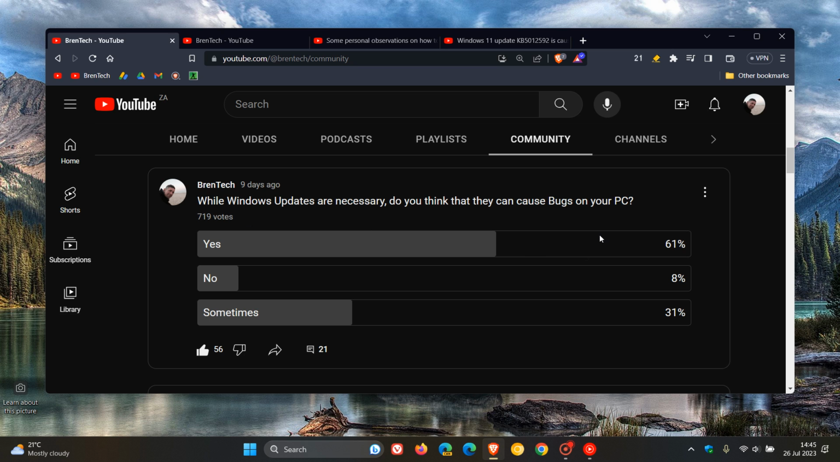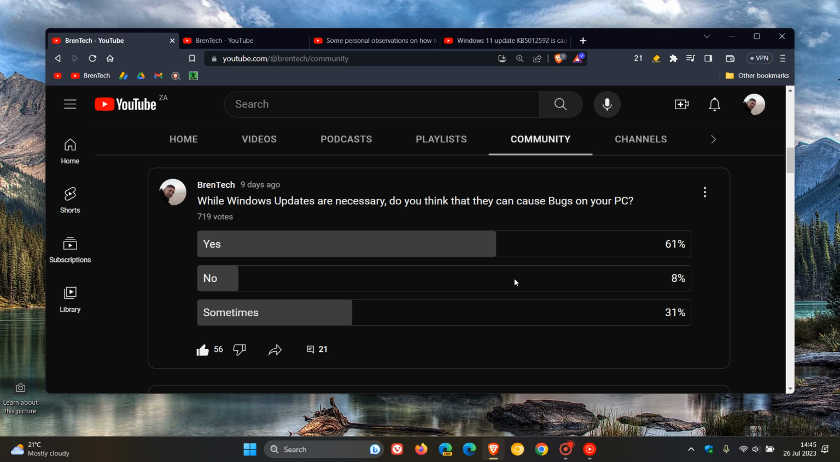And then obviously here at the top, yes, 61% of you say that Windows updates can cause bugs on your PC. Then in second place, where I fell into this category, I was in the sometimes category. 31% of us say sometimes updates can cause bugs on your PC. And then, as you can see, 8% in third place say no, Windows updates don't cause bugs on your PC.